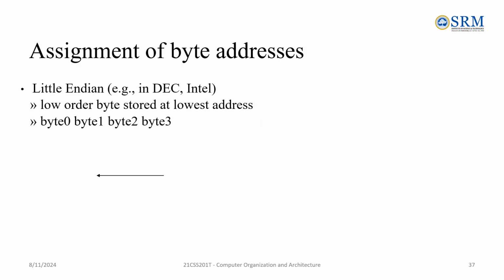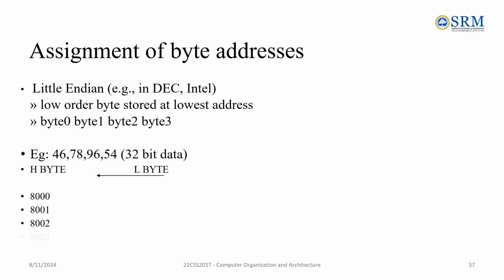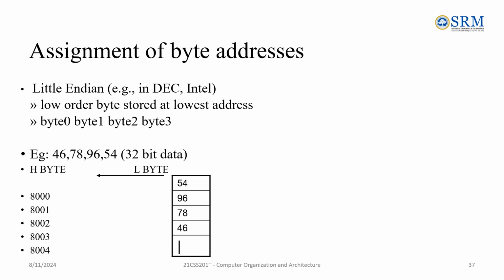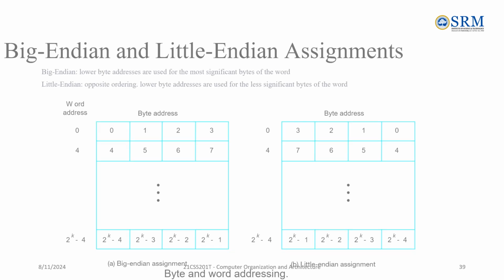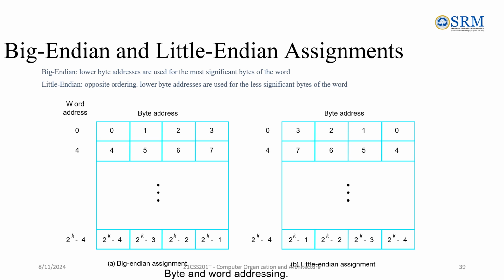So in little endian, the lower order byte is stored at the lower address: byte 0, byte 1, byte 2, byte 3. In the example, 46, 78, 96, 54 are the bytes. So in this case, 54 is the lower byte. In big endian, the higher order byte is stored at the lower address. So this is how it is. This is big endian and little endian.